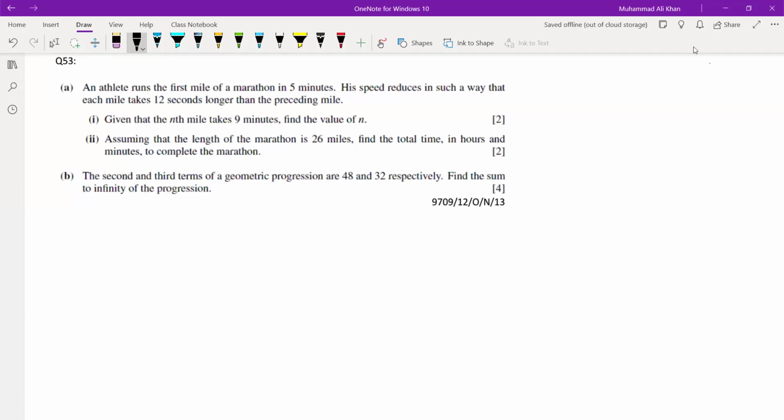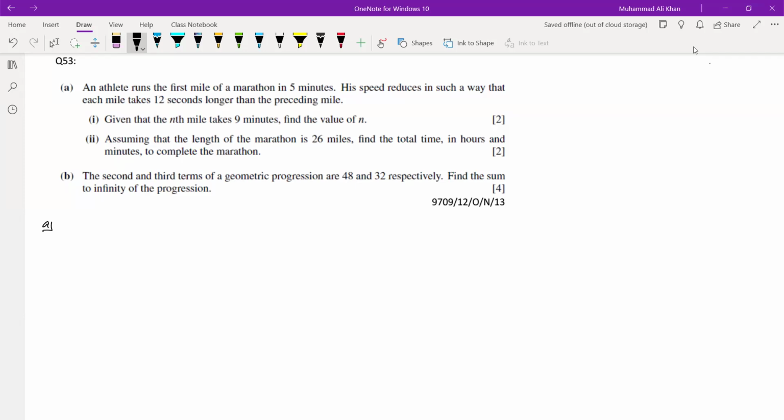Question number 53 is from October November 13, paper 1-2. In the first part, an athlete runs the first mile of marathon in 5 minutes. His speed reduces in such a way that each mile takes 12 seconds longer than the previous, right? Given that nth mile takes 9 minutes, find n.